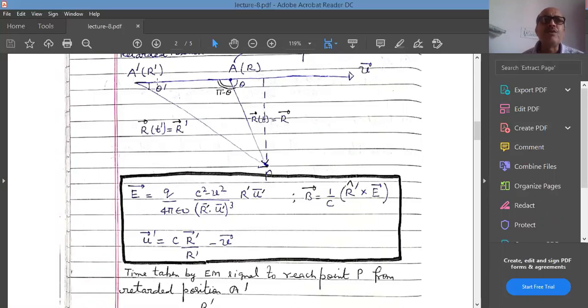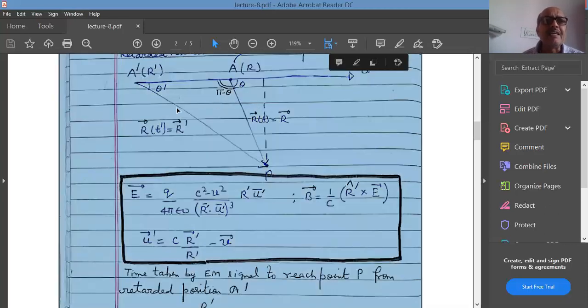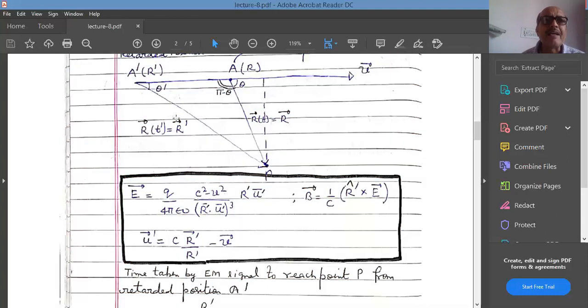Next, we will make use of the vector addition theorem, or law of triangular forces, that vector A dash A plus vector A P is equal to vector A dash P. A dash P is the vector R dash here. So vector R dash will be equal to vector R plus vector V multiplied by R dash over C. So this is one equation that we will be using.